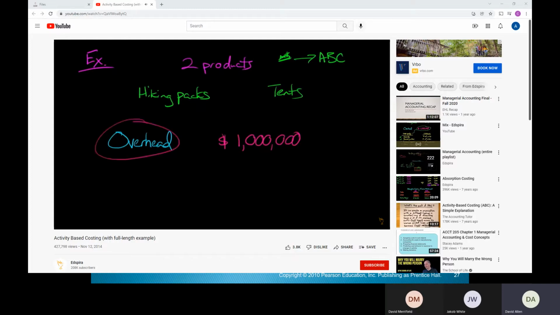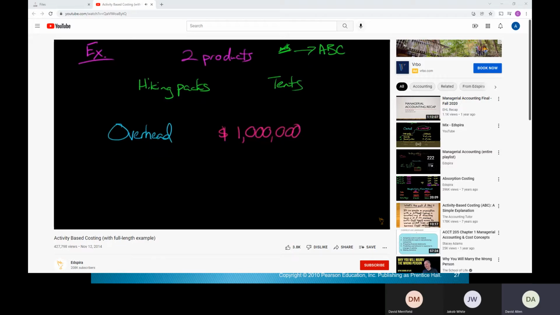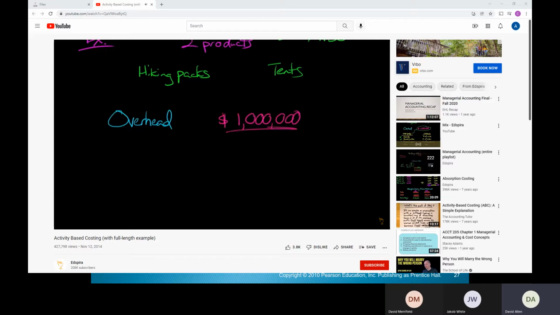We just lumped it all and we say overhead is $1 million. That's what we're dealing with. So what we want to do now is we've got our activity, or what it is that we're going to be trying to spread across these different products, our tents and our hiking packs. And so now we can say, okay, let's put this into cost pools. Let's take this $1 million and put it into different pools.